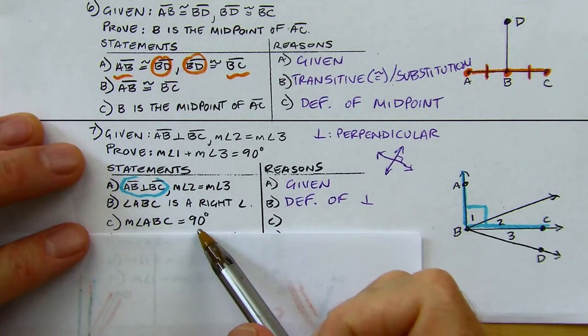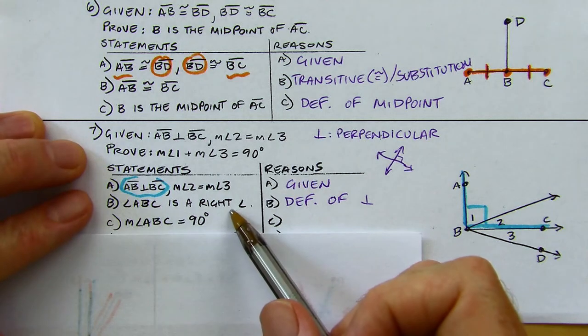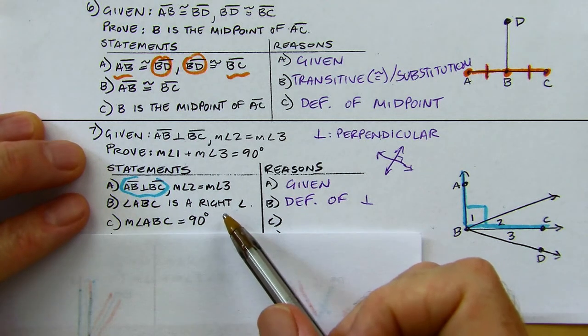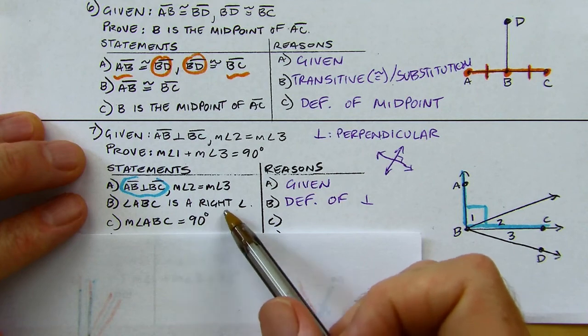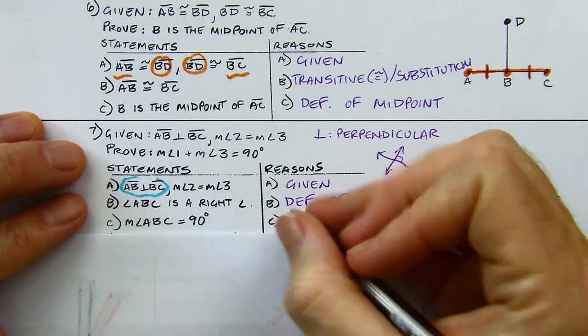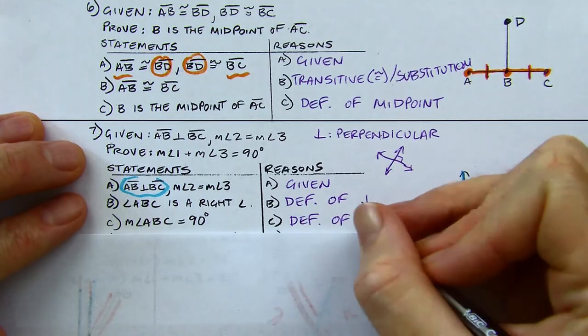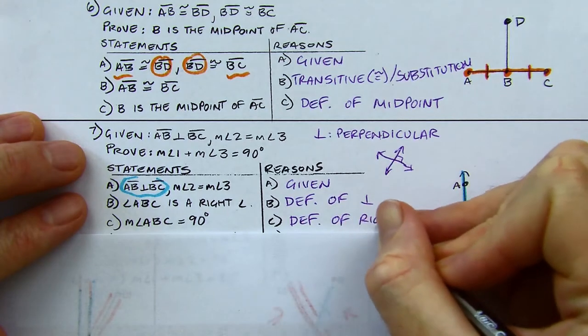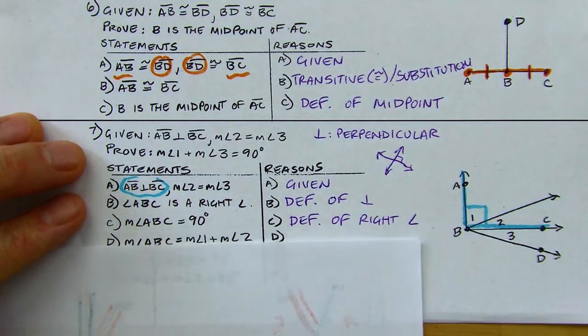Okay, next we have the measure of ABC is 90 degrees. Well, we've already said ABC is a right angle, and a right angle is 90 degrees, right? So I know it's going to be 90 degrees because I know what right angle means. So the definition of right angle is going to allow me to make that statement.